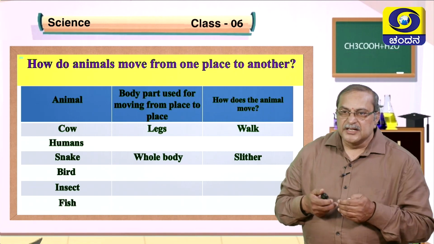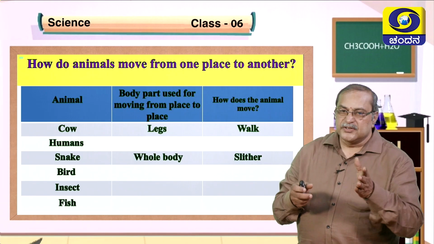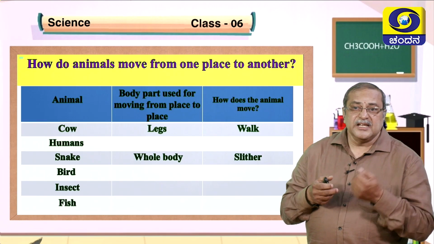So when you come to the insects, have you seen the butterfly? Butterfly is very beautiful, no? Butterfly, housefly, mosquitoes, etc. They have wings as the birds have. So with the help of the wings, they will fly from one place to another. So insects will fly. I think you might have enjoyed catching a butterfly, no? You might have run behind it. So fast it will move. The movement is flying.